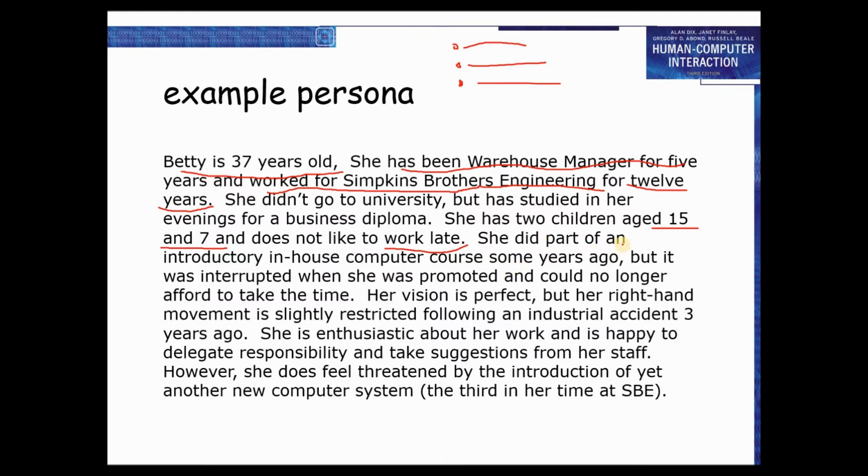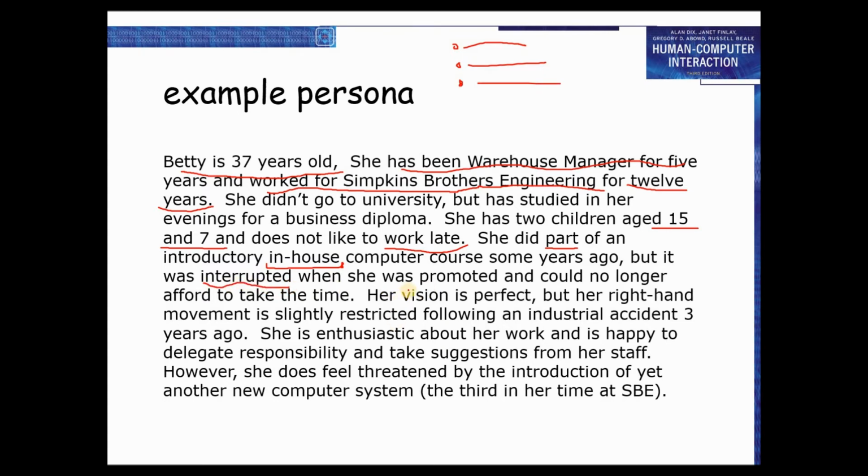Next, she did part of an introductory in-house computer course some years ago. So in-house means done inside the company. So companies normally offer some courses or training to their employees. So the company offered a course on computers, and she did it but not completely, only part of it. Okay. So she did the course some years ago, but it was interrupted. She could not complete the course.